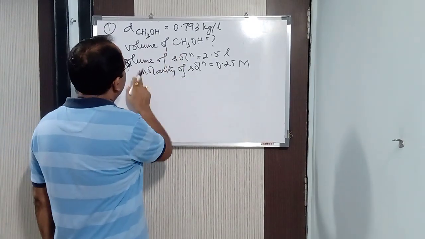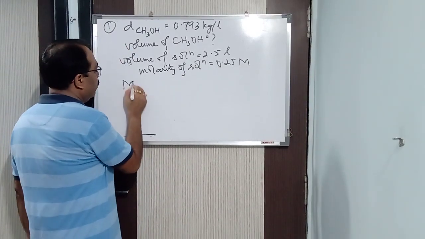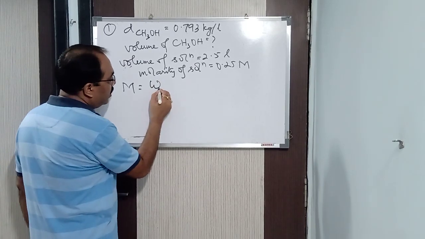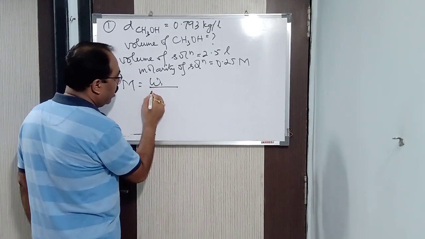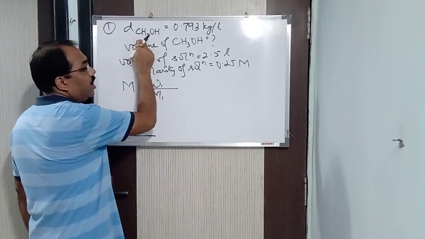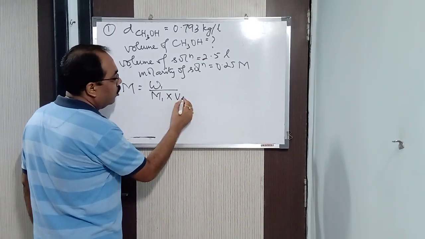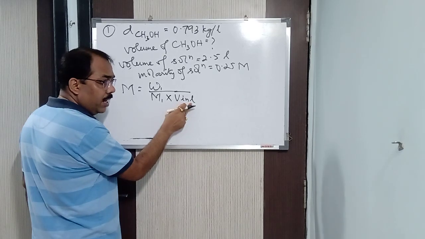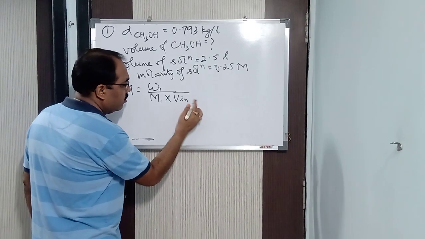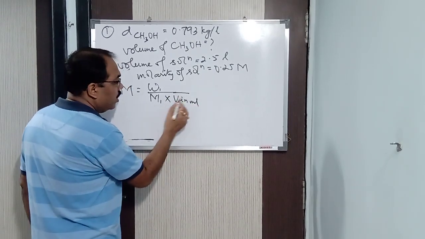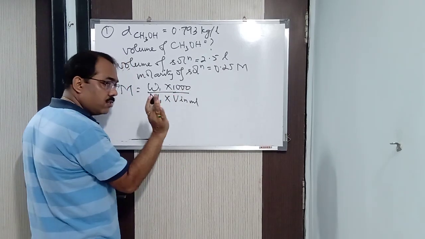First, we can see here volume of solution is given, molarity of solution is given. So from there, molarity of solution is equal to weight of the solute W1 by molecular weight of the solute. Here solute is methanol. Mind it, weight by molecular weight into volume in liters. If it is given in ml, you write ml into 1000 at the denominator, that is the formula. If it is given in ml in the question, then ml should be converted into liter by dividing by 1000. I told you already.